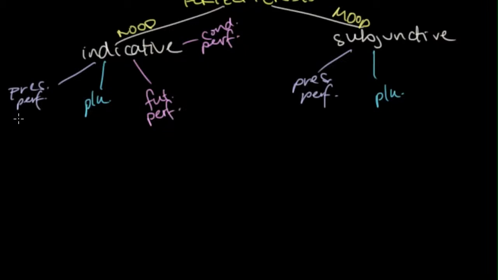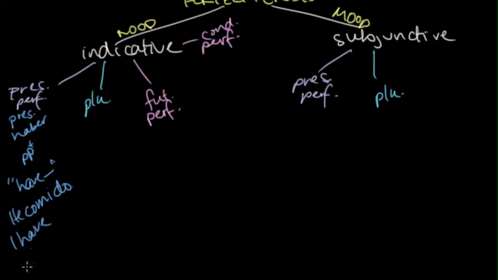So let's talk about the present perfect. This is formed with the present tense of haber plus the past participle. It means have blank, and our example sentence, he comido, means I have eaten. I'll use the same sentence for the sake of comparison across all the tenses.